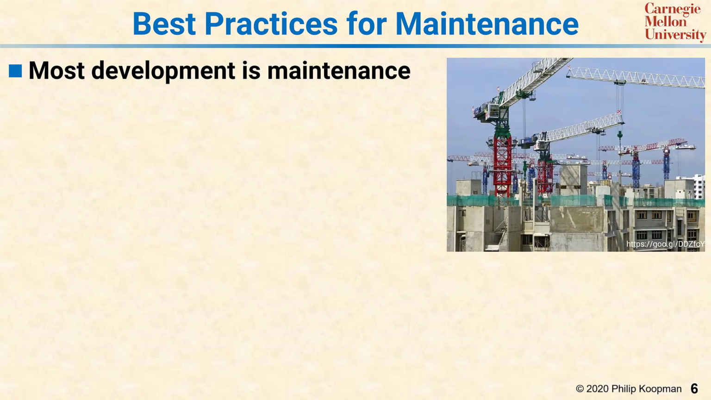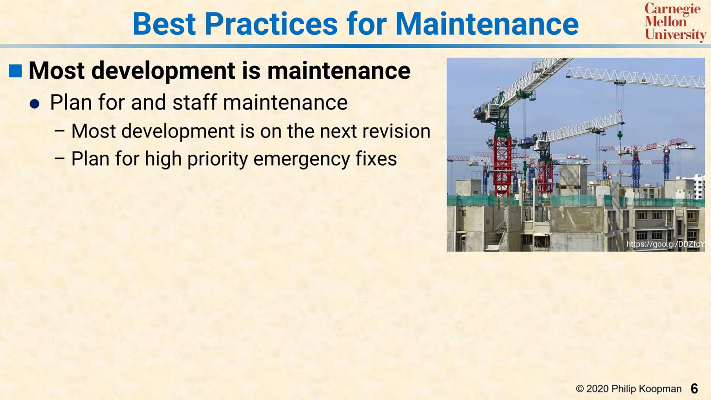The best practices for maintenance start by recognizing that maintenance is going to be what you're spending the majority of your time on if you're a software developer. Most development is maintenance. That means you need to plan for it and staff for it. Often in industry, the part of maintenance that's planned for is the new features.